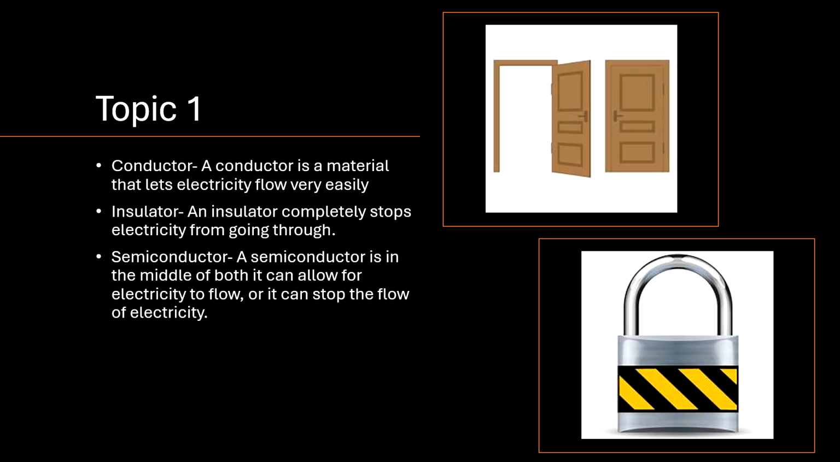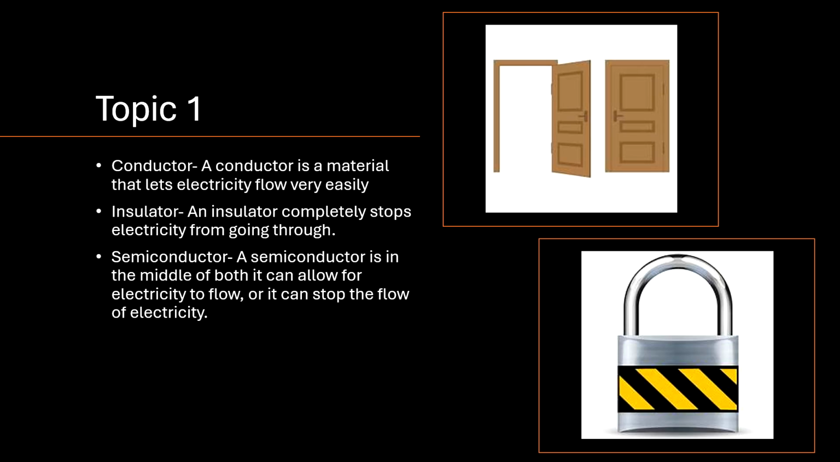So a conductor is a material that lets electricity flow very easily. An insulator completely stops the electricity from going through, and a semiconductor is the middle, so it can either allow electricity to flow or stop the flow of electricity.